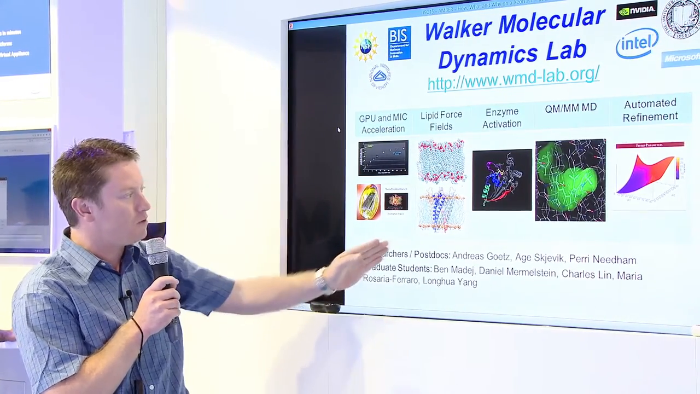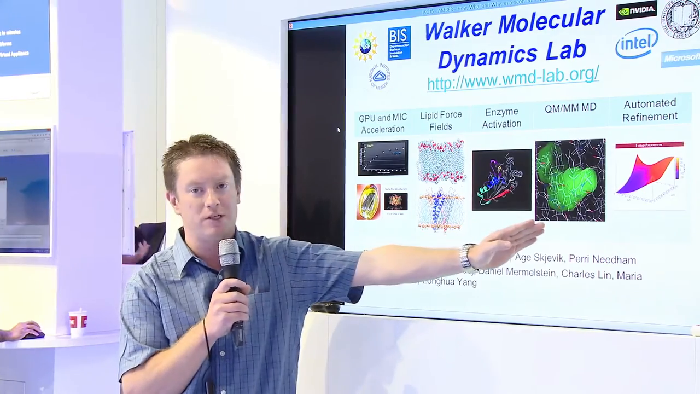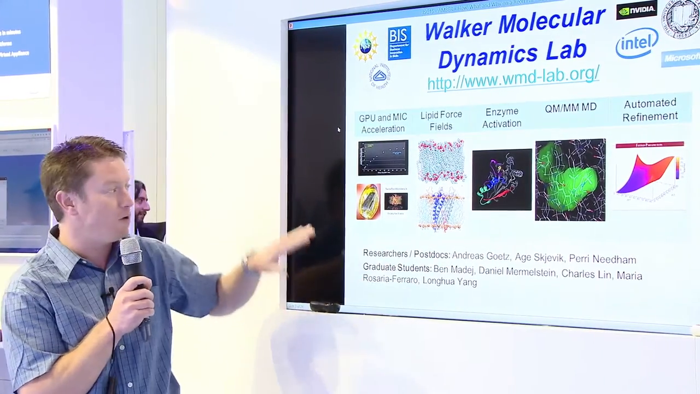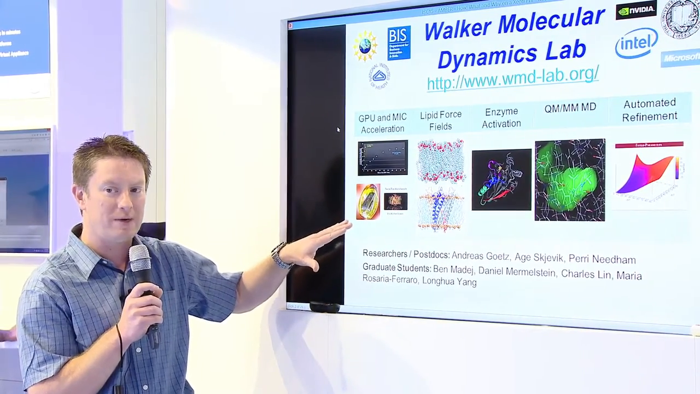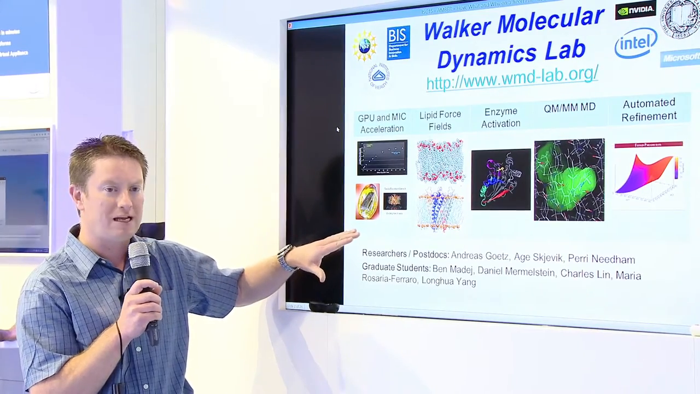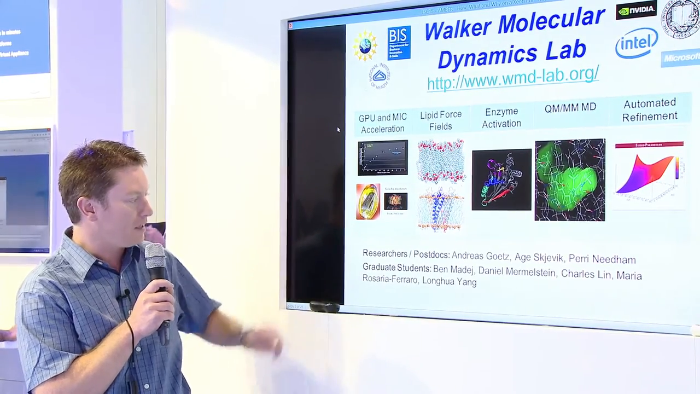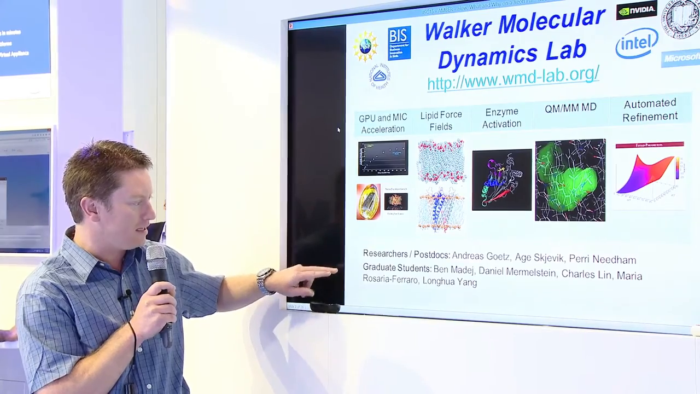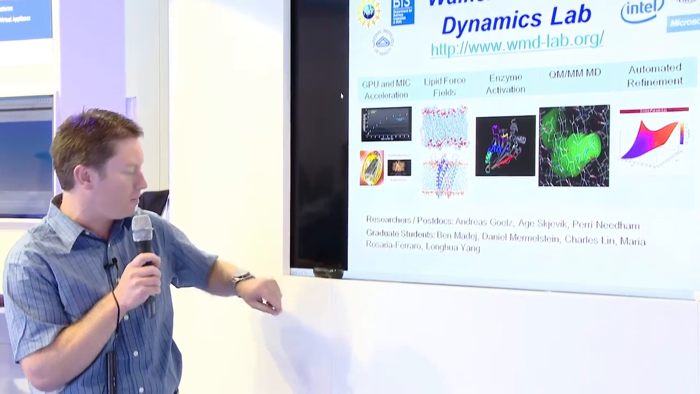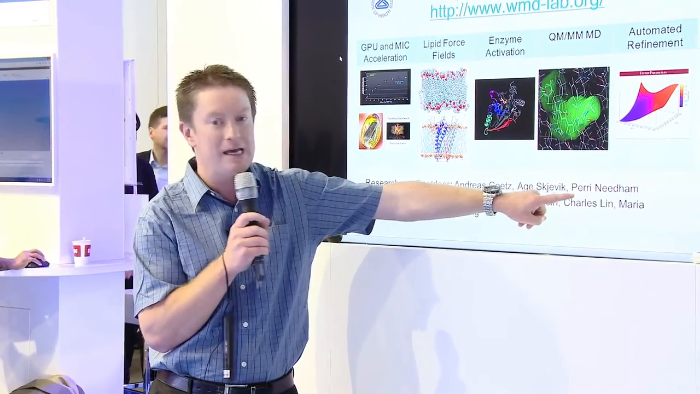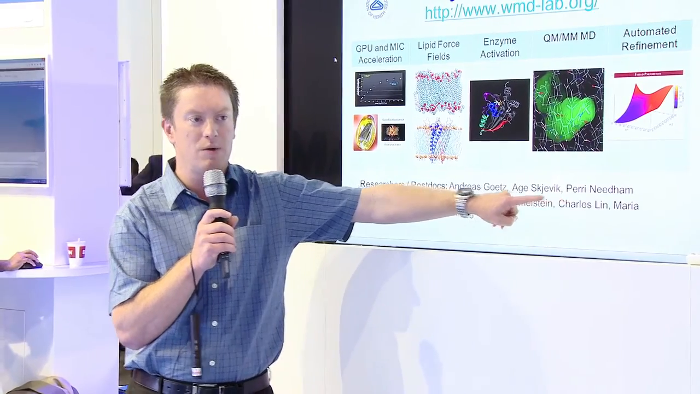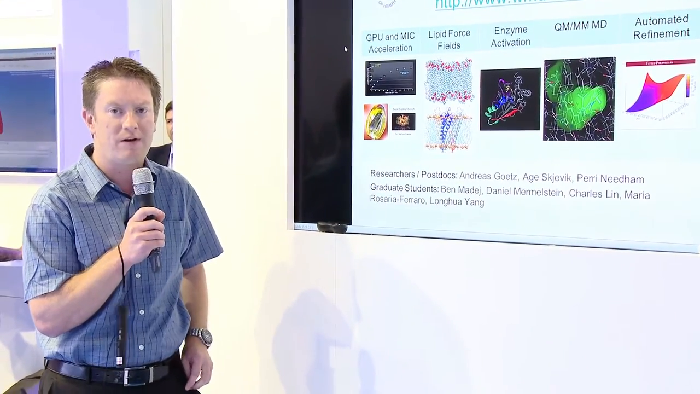the main thing I want to highlight, though, is while we do all of these different types of things, underlying all of that is the fundamental software that we develop that's used widely across the country. And obviously, no one stands alone, so these are the people involved. The person I really want to highlight here is Perry Needham. She's the one leading the effort on Xeon Phi optimization.